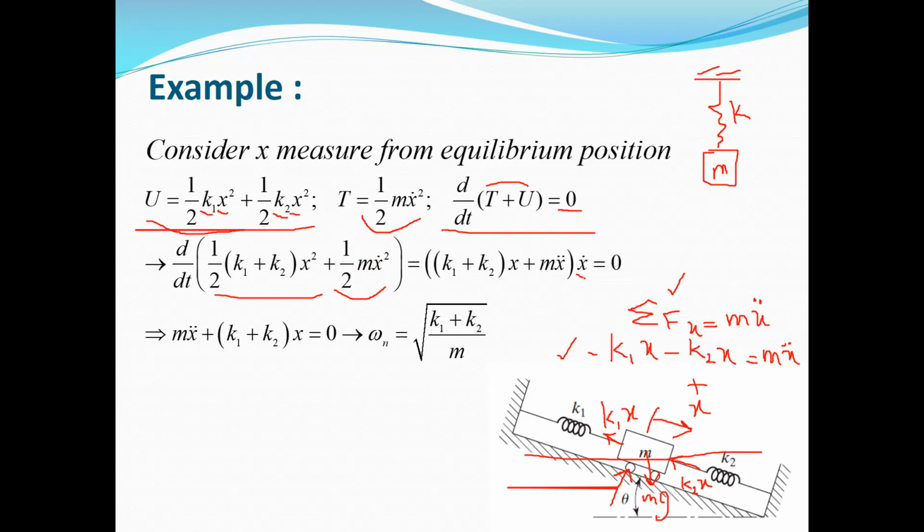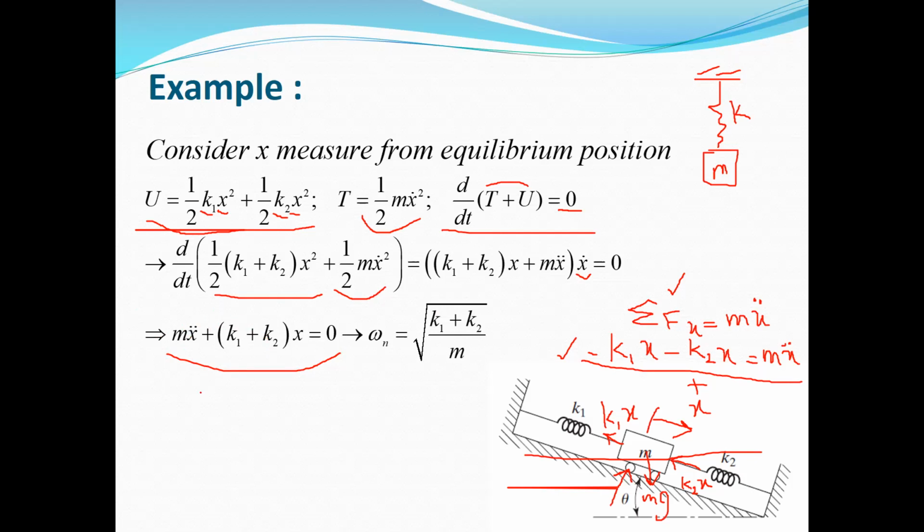X dot can come out from the parentheses, and we will have k1 plus k2 times x plus m x double dot equal to 0. As you can see, we extract the same equation of motion here from energy methods and from Newton's second law that I extracted initially. So the natural frequency is the eigenvalue for this system.